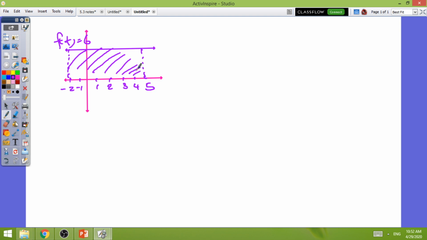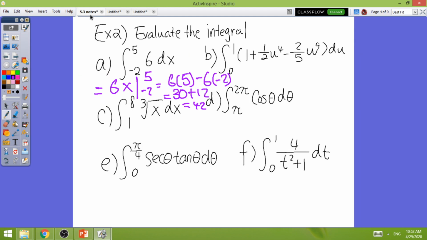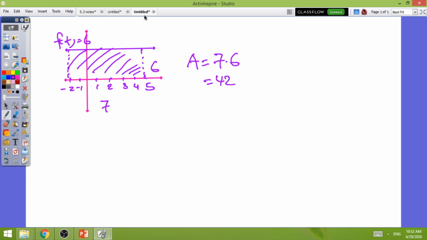You might be wondering, isn't that just the area of a rectangle? It is. The height right here is 6, and the length from -2 to 5 is 7. So 7 times 6, length times width, is the area under the curve, which is 42. That's the same as what we found earlier. So anytime you integrate with an exact lower bound and upper bound, you're finding the area under the curve. Okay, now let's try the next one and see what happens.